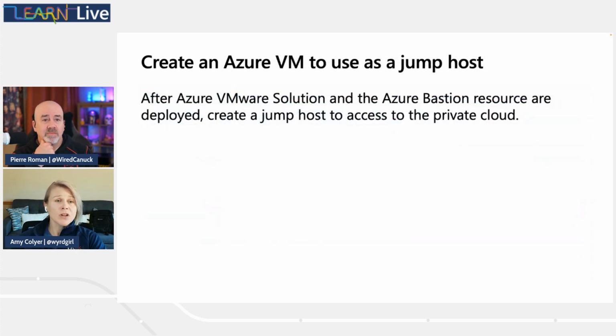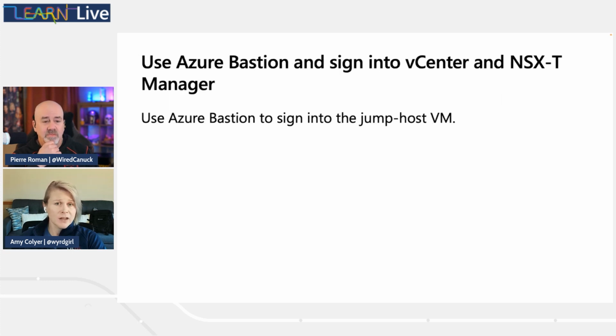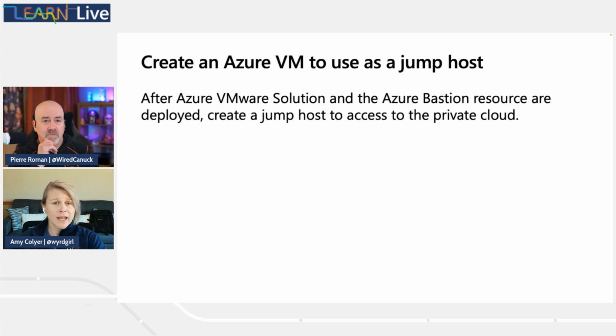And then in Azure, you create a jump host. I had already created one, just a basic Windows server. That's what you use to connect to vCenter, and you use Bastion to connect to that host. So again, I can show using Bastion to connect to the jump host, connecting to vCenter.